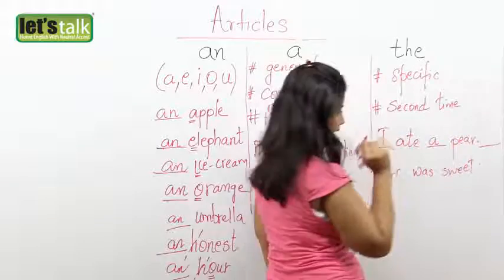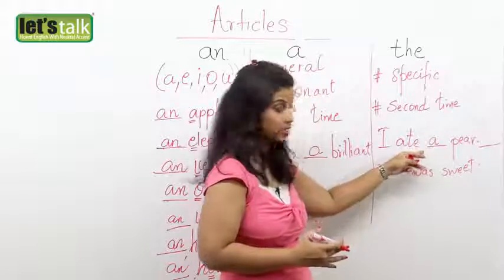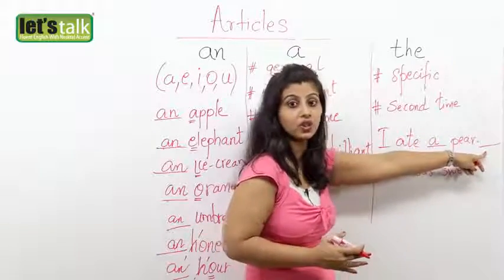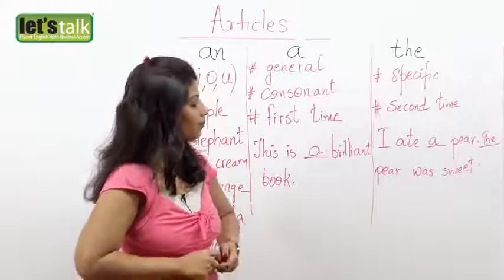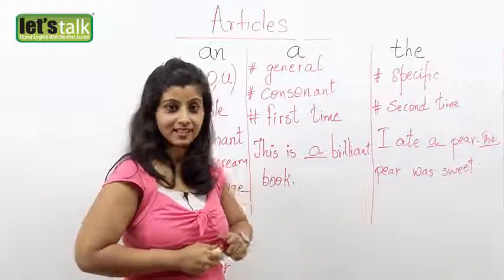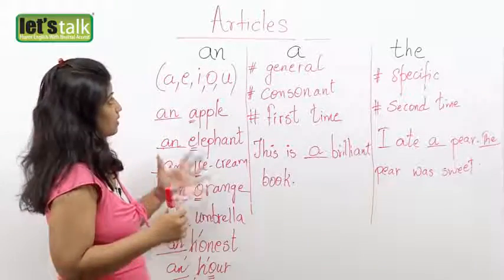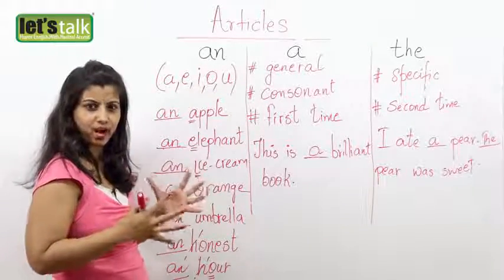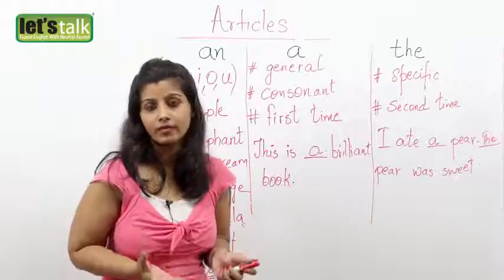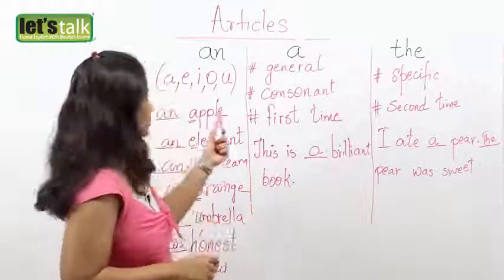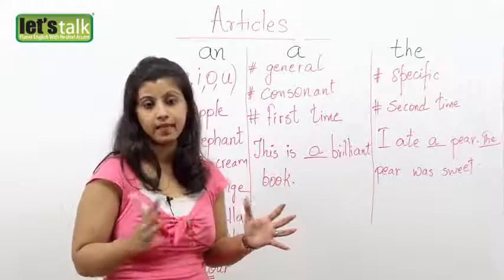So, a pear. Now, because I have mentioned this pear to you earlier, I can definitely use the article the over here. So, I ate a pear. The pear was sweet. Does that justify the? So, what we have learned today is about articles, how we're going to use articles in our daily conversations to make our sentences more concrete, more constructive, maybe a little more meaningful, because you cannot just use and play with your articles and place them anywhere that you want.